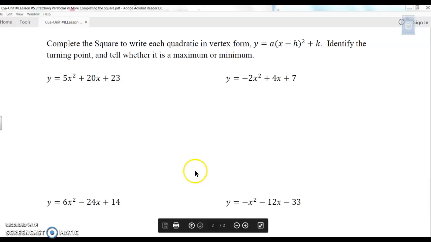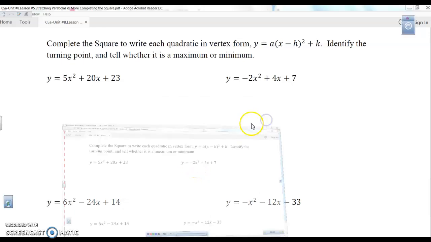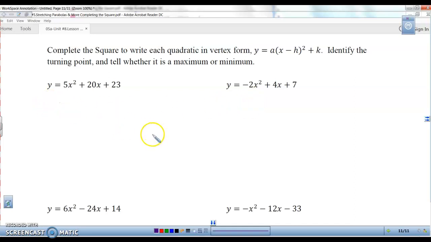This is Algebra 1, Unit 8, Lesson 5, Stretching Parabolas and More Completing the Square. This is Part 2. We're going to finish up the notes talking about completing the square when you have a leading coefficient that's greater than 1.